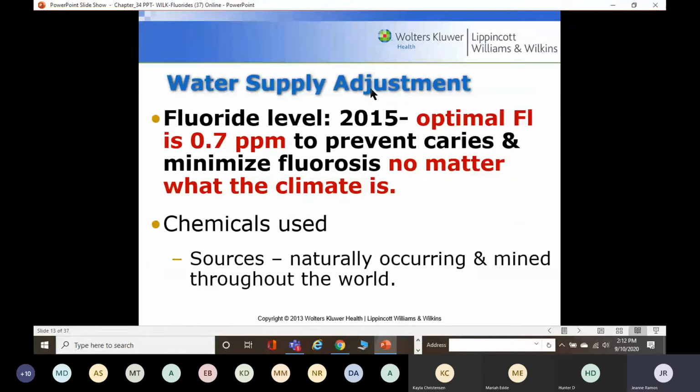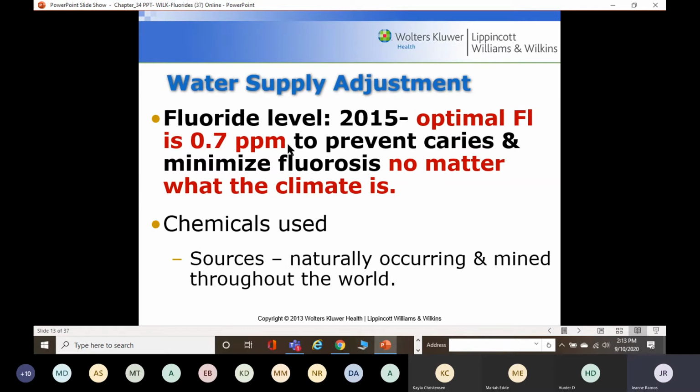So now the water supply adjustment. In 2015, that was all of the studies from the early days that we talked about. And so now they have realized that an optimal fluoride is 0.7 part per million to prevent caries and then minimize fluorosis, no matter what the climate is.